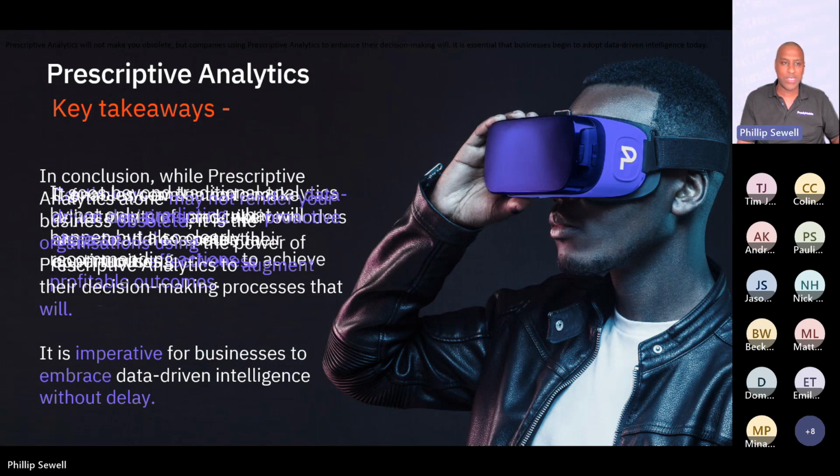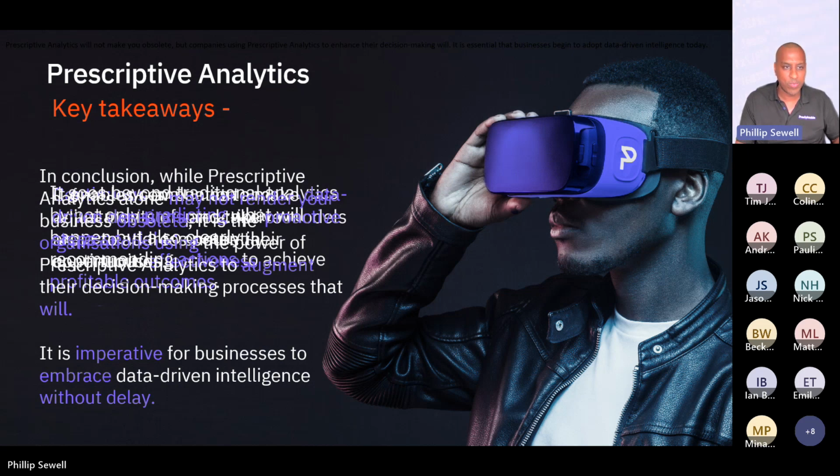So what are the key takeaways? Well, prescriptive analytics goes beyond traditional analytics by not only predicting what will happen, but also clearly recommending actions to achieve profitable outcomes. It enables companies to make data-driven decisions and take proactive steps to address potential opportunities. However, continuous evaluation and adjustments of prescriptive models are essential to ensure their continuous effectiveness.